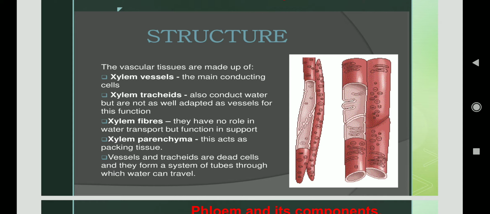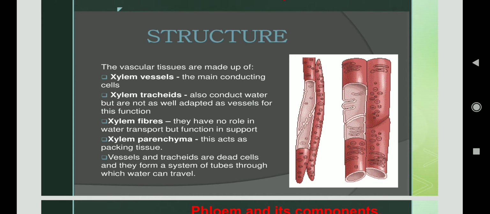Tissue. So the xylem vessel is the main conducting cell. This spindle shape you can see, it is the main conducting cell. Second is xylem tracheids. It is also conducting water, but it is not well adapted, meaning they only help the vessels in the conduction of water, right? These tracheids are elongated tube-like cells with oblique ends. These are dead cells, fine.